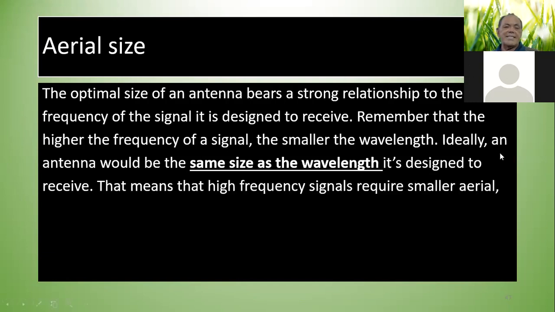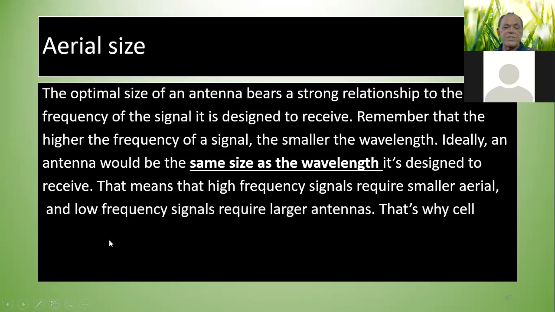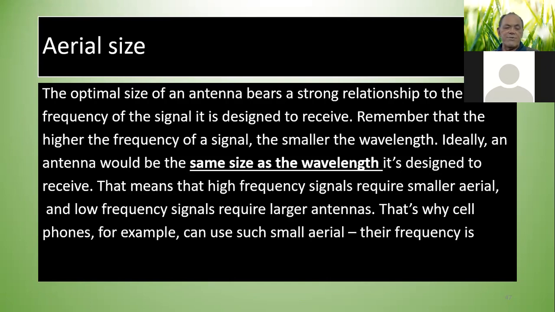So ideally, an antenna would be the same size as the wavelength it is designed to receive. This means that a high frequency signal requires a smaller antenna, and a low frequency signal requires a large antenna. That's why a cell phone, for example, can use a small area. Their frequency is relatively high. Your smartphone uses microwave. That's why you hardly see the antenna. So tiny.